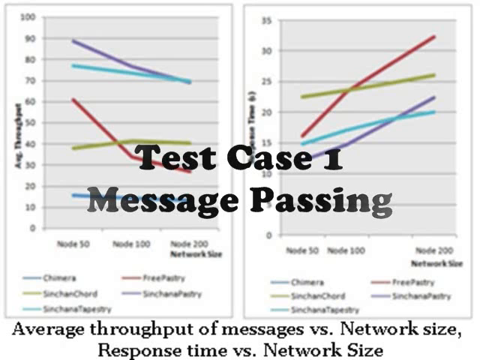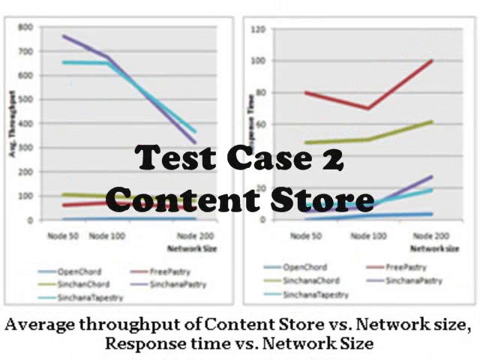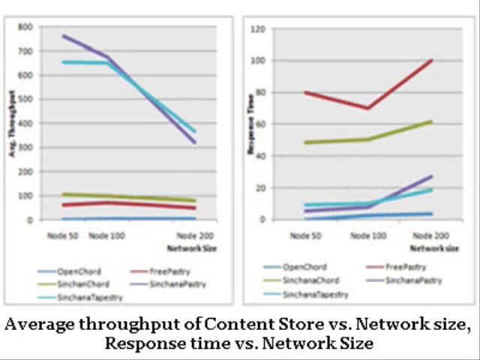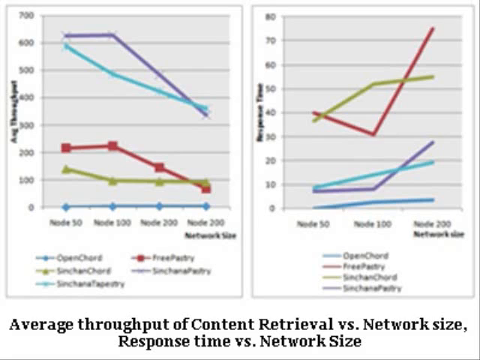Throughput drops steadily as expected, but the rate of decrease in throughput reduces with network size. This is expected as the number of hops per message path increases as the network size grows. This increase in hops increases the response time for a message sent, gradually reducing throughput. The Sinchana DHT implementation stands above the existing DHTs in average throughput and response time at all times. This can be further seen in content storing and retrieval, as both of them depend on the underlying message service framework.